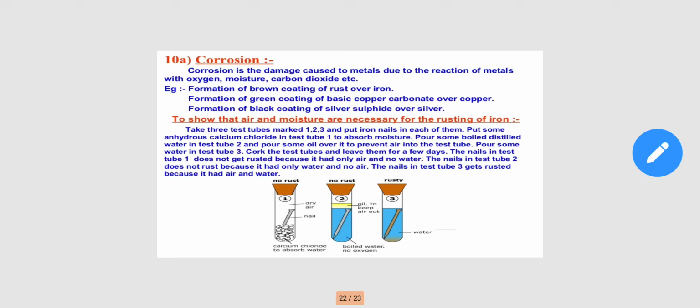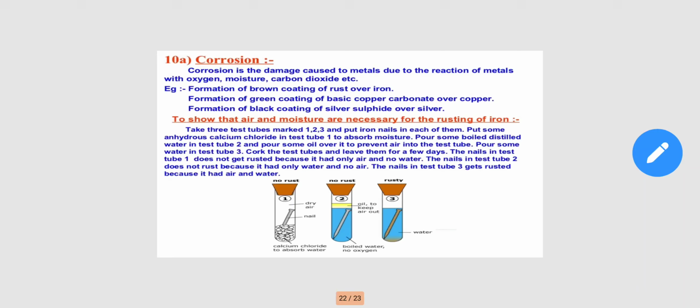To show that air and moisture are necessary for the rusting of iron, we can do this activity you can see here. Take 3 test tubes, mark them 1, 2, 3 and put a nail in each of them. Put some anhydrous calcium chloride in test tube 1 to absorb moisture. Pour some boiled distilled water in test tube number 2 and pour some oil over it to prevent air from entering the test tube. Pour some water in test tube number 3. Cork the test tubes and leave them for a few days.